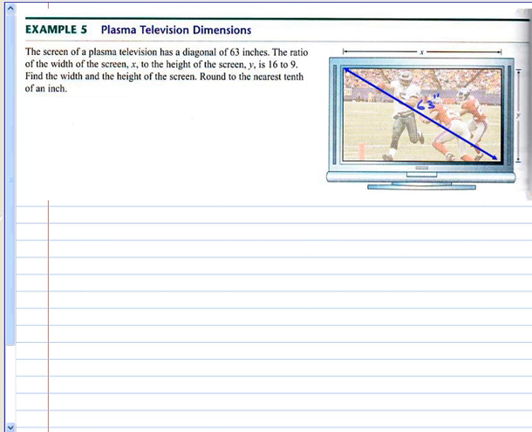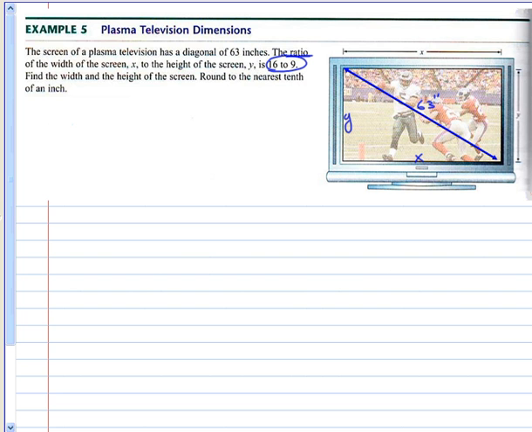It says the ratio of the width of the screen, x, so they want the width to be x, to the height of the screen, y, so they want the height to be y. They say that ratio is a 16:9 aspect ratio. Wide screens or standard screens have different aspect ratios. If you do much with video or videography, then you've probably run across that before. They want us to figure out the width and the height of this screen, and they want it rounded to the nearest tenth.